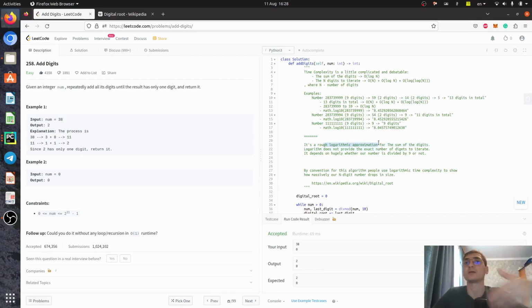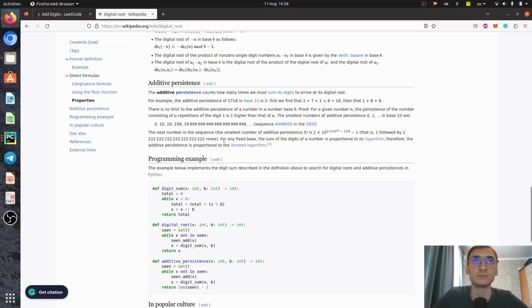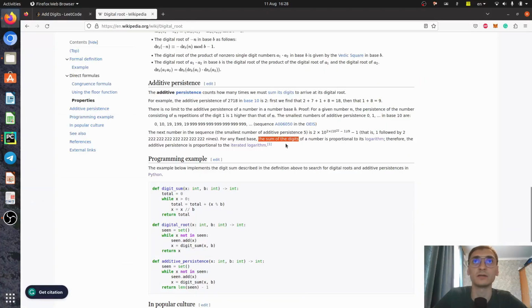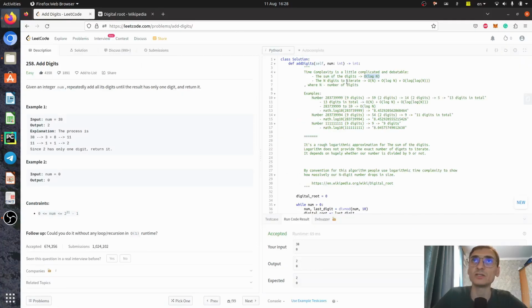It's not a real number. When applying logarithm, it doesn't provide you the real number of digits to iterate. It's also explained on Wikipedia: for any fixed base, the sum of the digits of a number is proportional to its logarithm. But the number of digits to iterate is going to be O(log n).